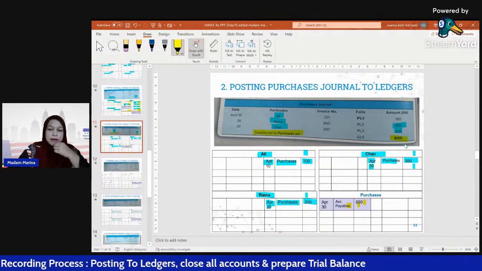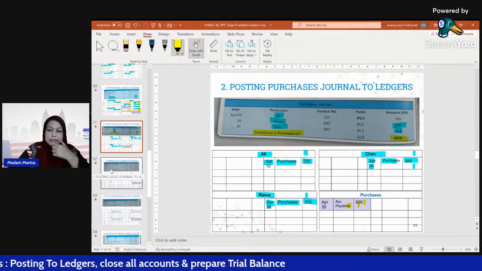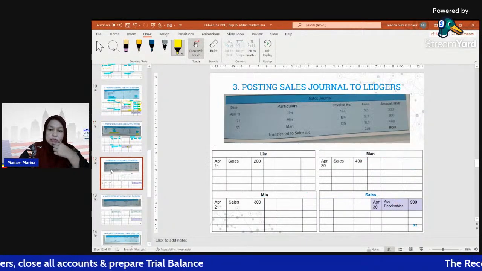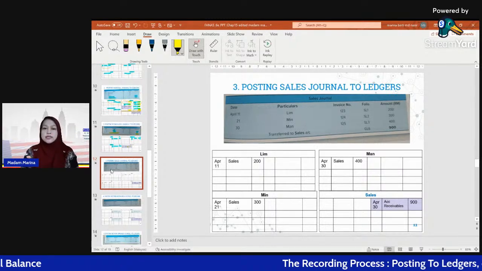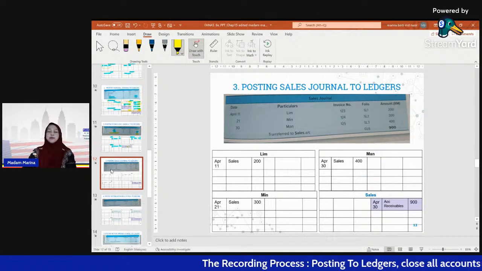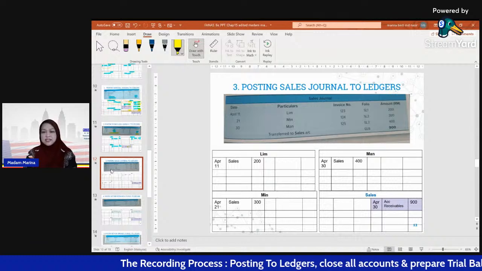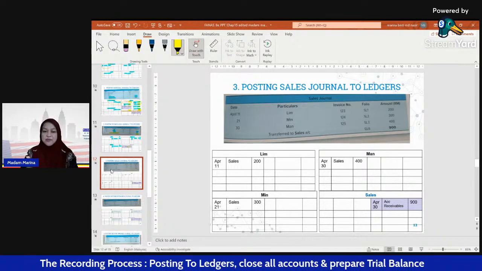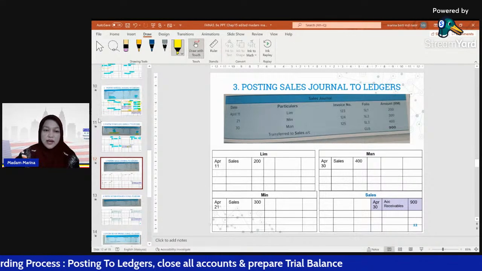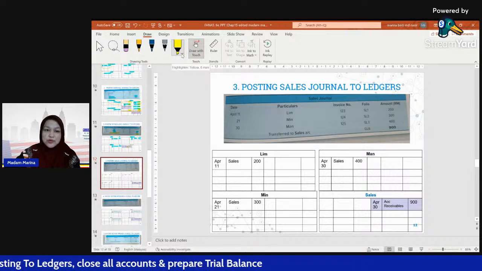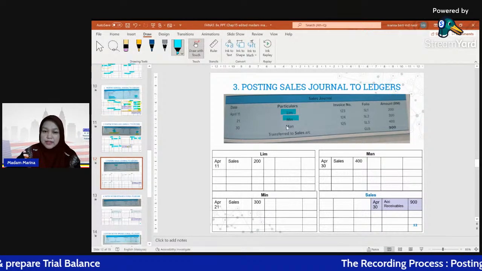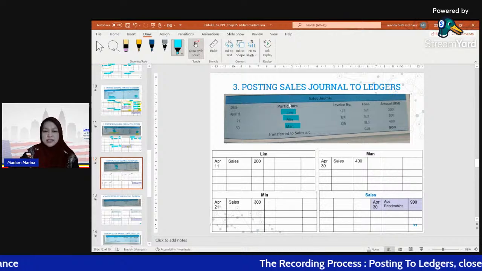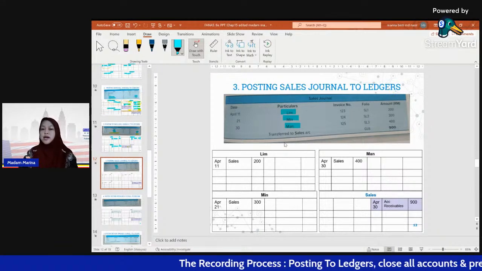Alright, class. Next, posting the sales journal to the ledger. Terbalik Medan cakap. Okay, posting sales journal to ledger. Now who is Lim? Who is Min? Who is Mine? Lim, Min, Mine. So this is our sales ledger, or our accounts receivable.